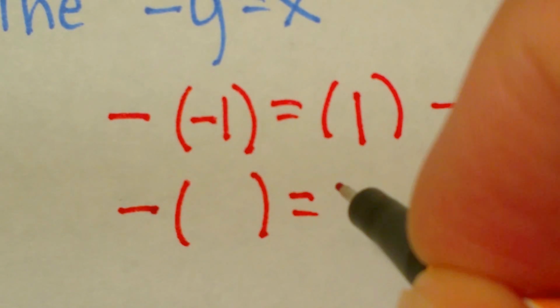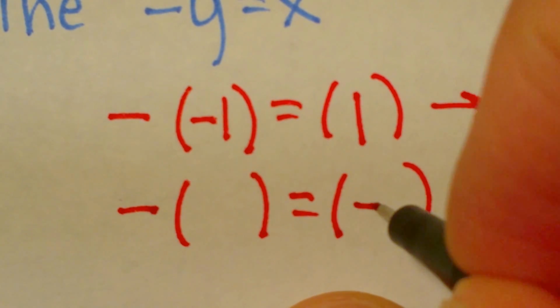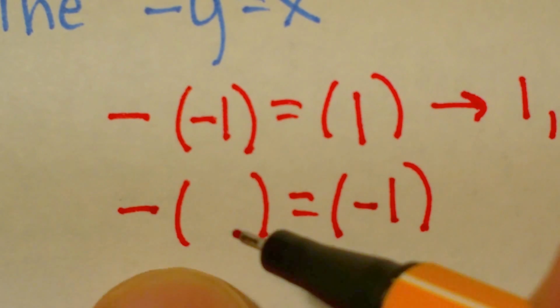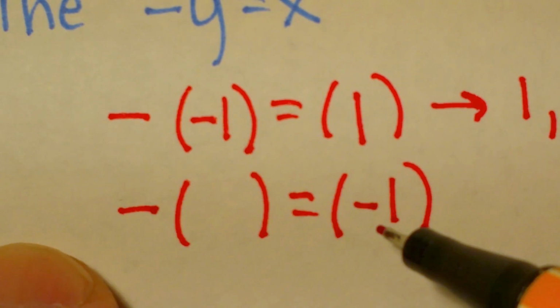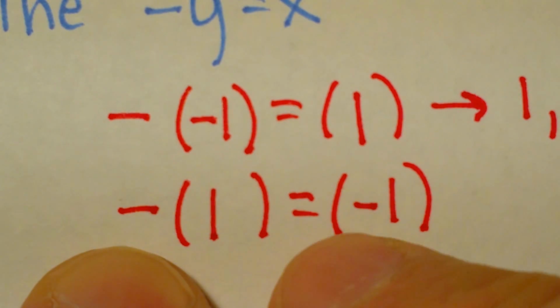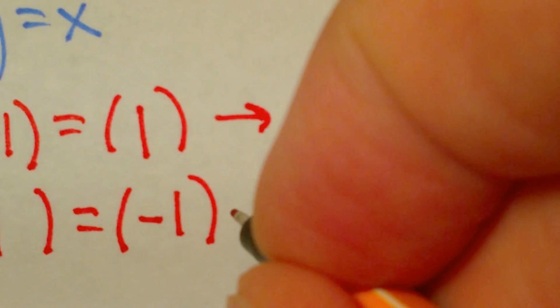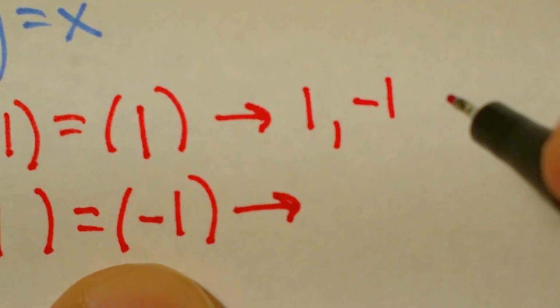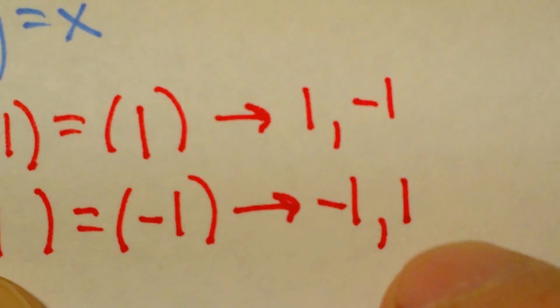Let's try it again, because we need 2 points for a line, right? Let's just choose, I don't know, let's choose negative 1 here. So what's the y that I'm going to need to put here in order to make it equal to negative 1? And if you just put a 1 here, you'd be correct. Negative 1 equals negative 1. That produces the point negative 1, 1. Okay? So now I have 2 coordinates.